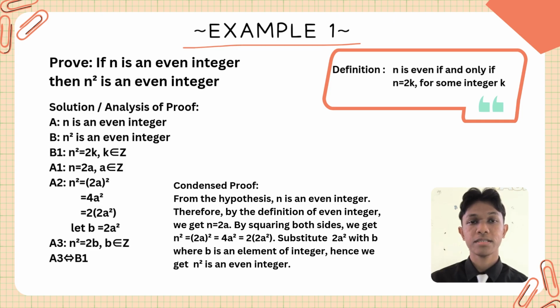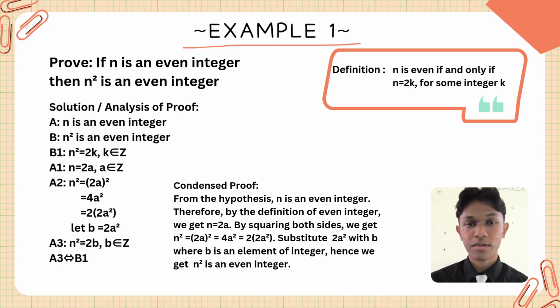Why? Because in the next step, our A3, n squared will be equal to 2b, where b is an element of integers. And when we take a look back at our A3 and B1 and compare them, it's the same thing. So that's how we know that A3 is logically equivalent to B1. That's it, we have finished our analysis of proof.